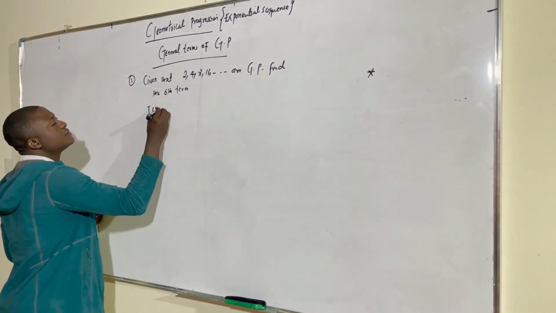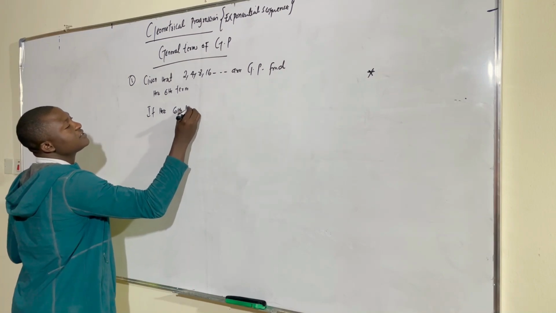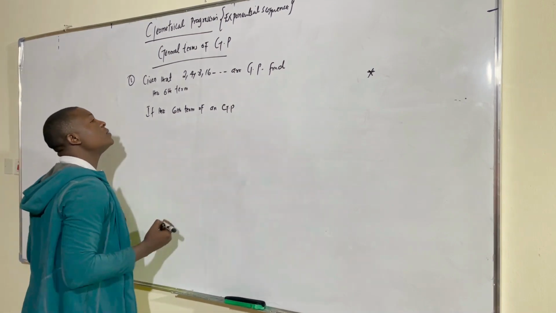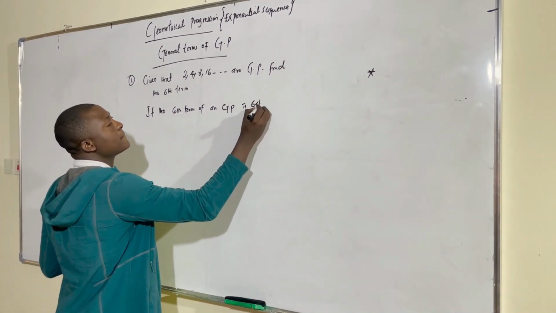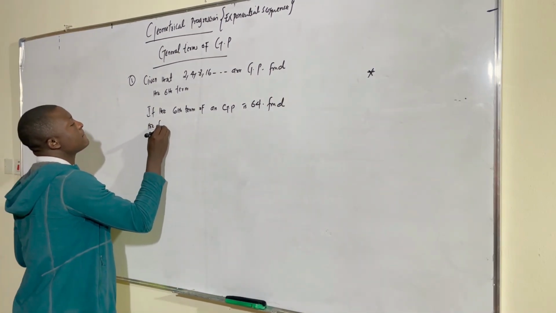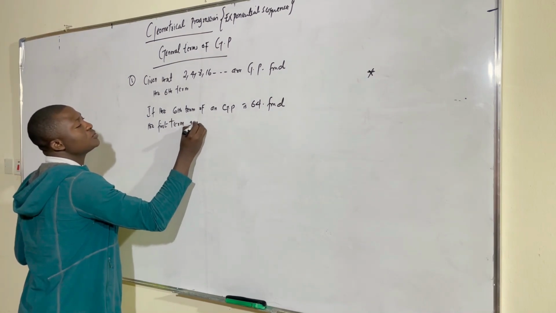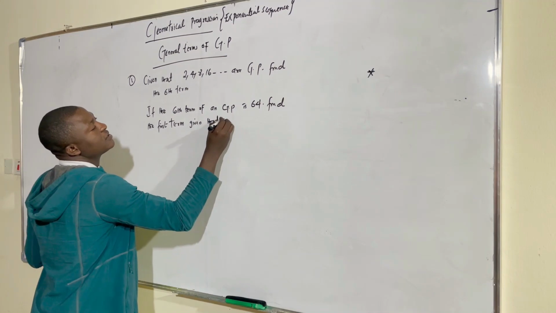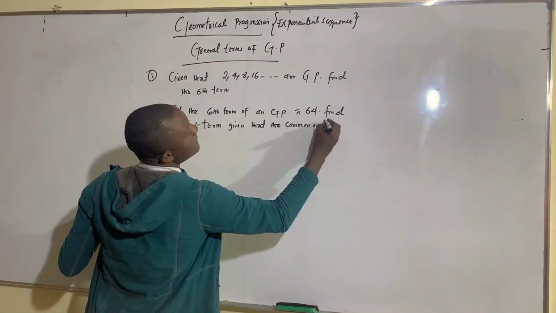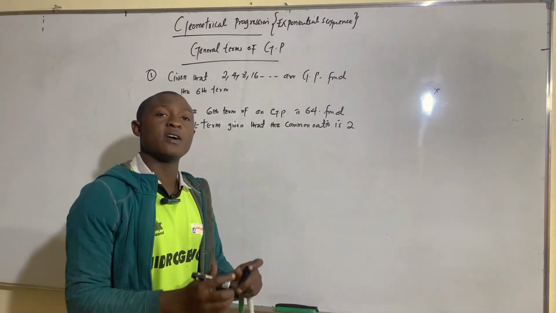if the sixth term of a GP, of a geometrical progression, is 64, find the first term given that the common ratio is 2. The same problem, I recreated in the form of a word problem.